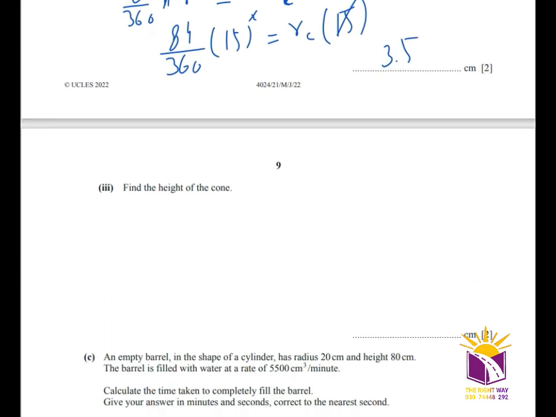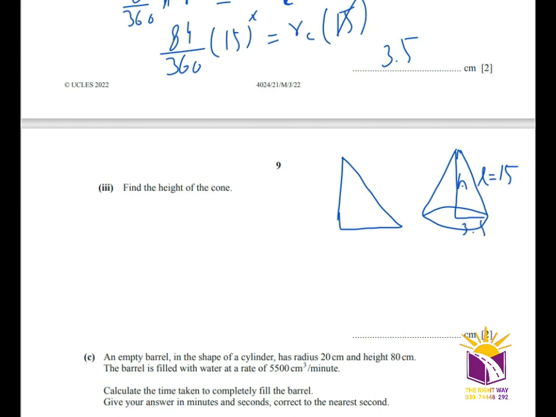Find the height of the cone. To find the height of the cone, we are using the right angle triangle. As a cone is a shape like this, we divide it into a right triangle. This is your height h, this is the slant height L, which is 15, and this is the radius of the cone, which is 3.5. We have found it in the previous question.